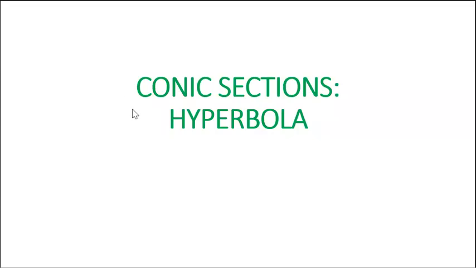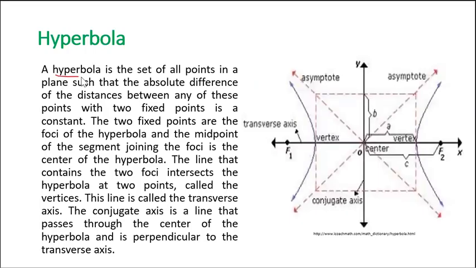Hello everyone. In this video, we will discuss the conic section hyperbola. Let's define what a hyperbola is. A hyperbola is the set of all points in a plane such that the absolute difference of the distances between any of these points and two fixed points is a constant. The two fixed points are the foci of the hyperbola.